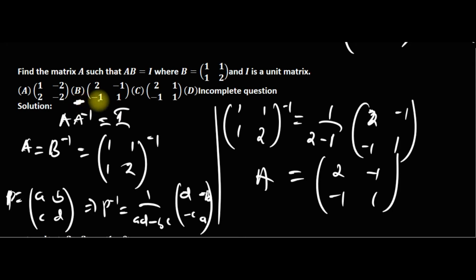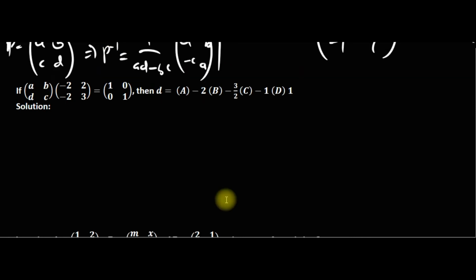The answer is B. So again, if this matrix times this matrix is an identity matrix, then what is D? So I told you this is now the inverse of this. For the product of two matrices to be an identity matrix, they are inverses of each other. So I'm saying that this matrix A, B, D, C must be the inverse.